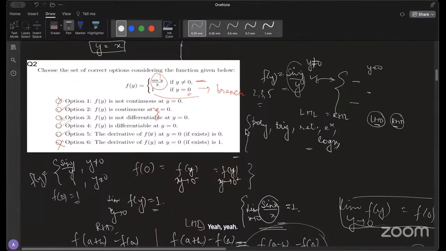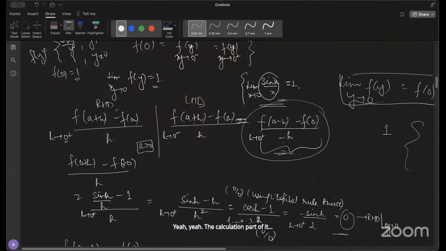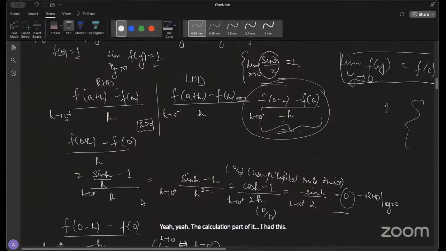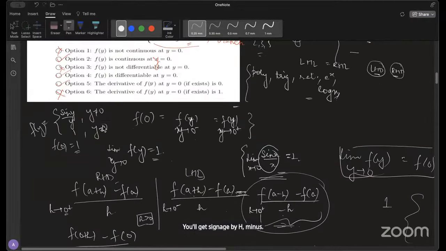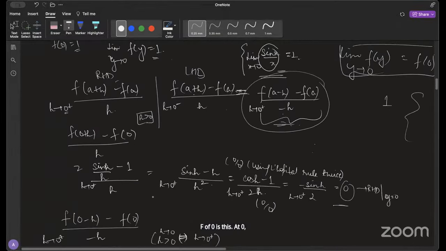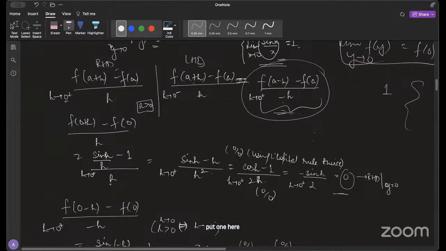The calculation part of it, I had this. Okay. The function is sine x by x, right? So put h instead of x. You will get sine h by h minus f of 0. At 0, your function is 1, right? Put 1 here, and then divide by h, and then take h tending to 0.